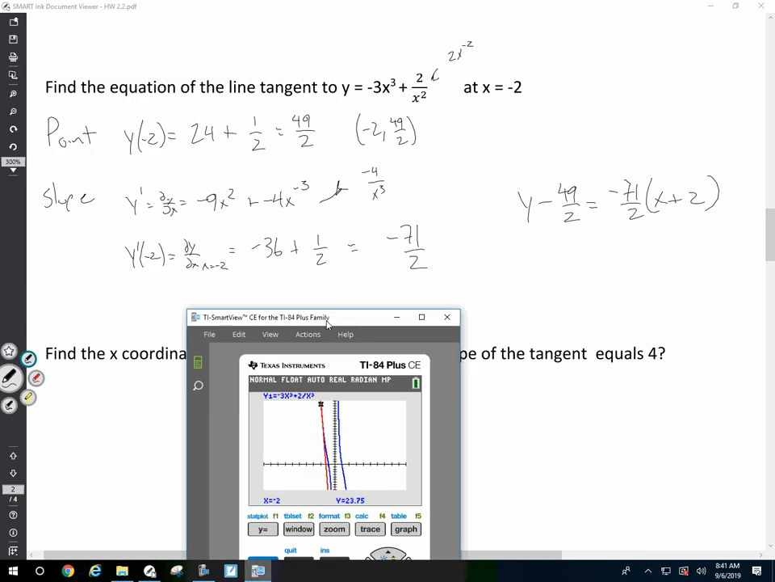I think it's correct, but I actually think I'm off by a little bit. Is it not 49 halves? -2 cubed is -8 times 3, positive 24. And then -2 squared is 4, so that's 2/4. That's 1/2. What's 49 halves?